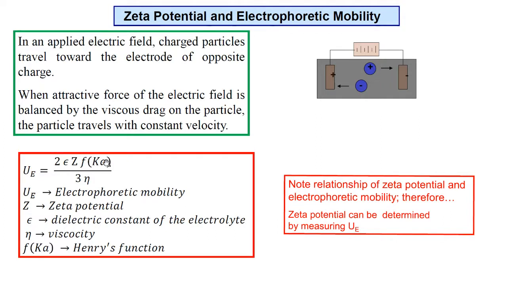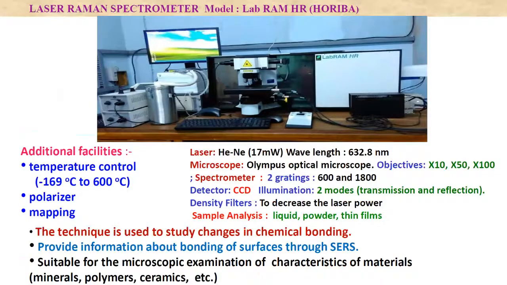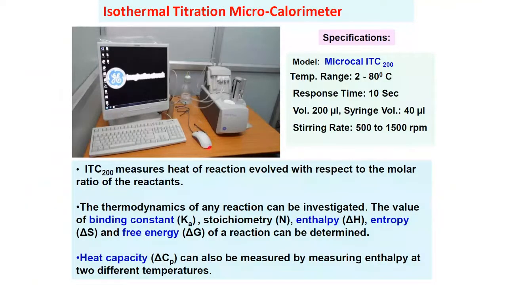So using the zeta potential and the mobility, you are able to have information on the surface charge and so on and so forth, which is of importance for nanoscience. They also have a very robust laser Raman system and a microcalorimetry facility, which basically helps us probe the thermodynamics of chemical reactions at a very sensitive level.